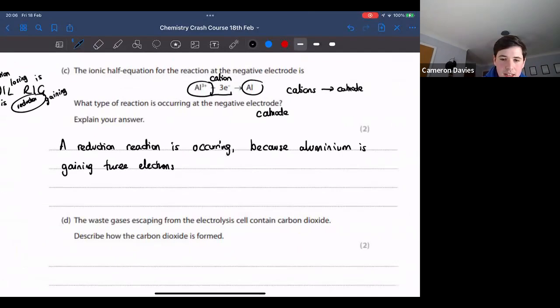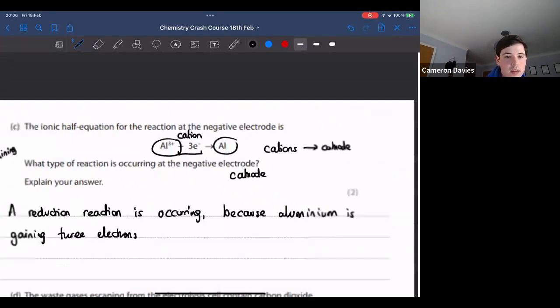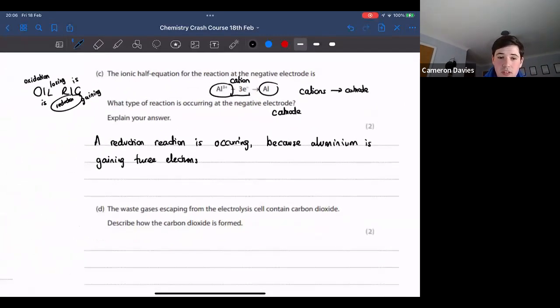Your question about what's a cation. A cation is an ion which is positively charged. So in this case, because aluminium has the 3 plus sign, I know you can't see that very well, but because it says 3 plus, therefore it's a positive ion, so we call it the cation.